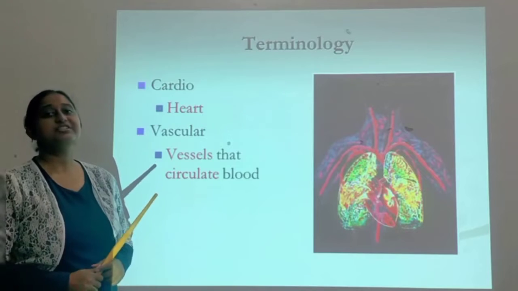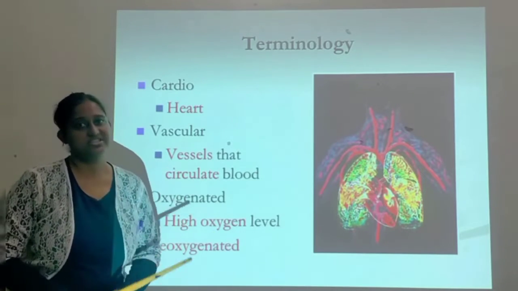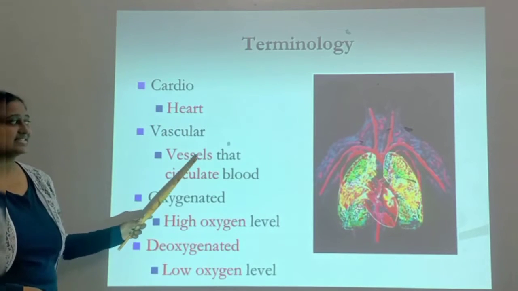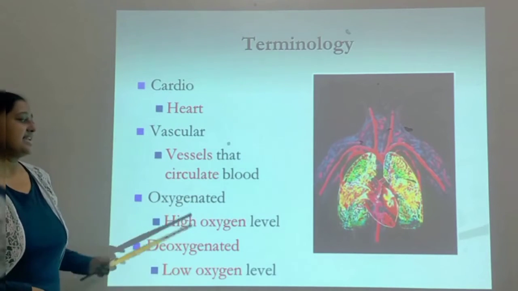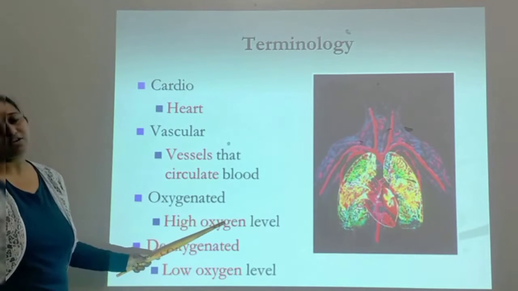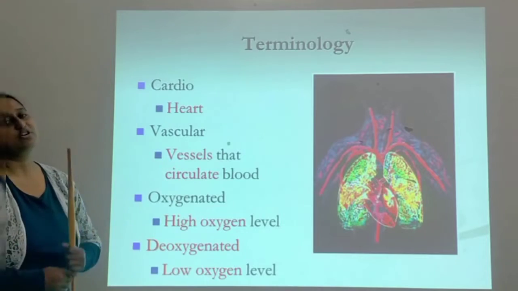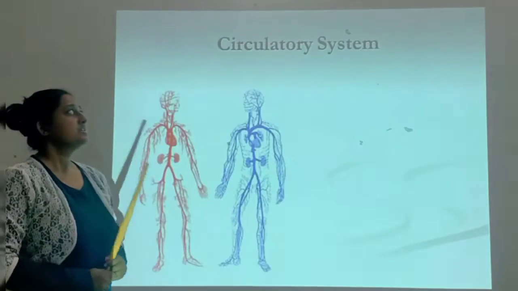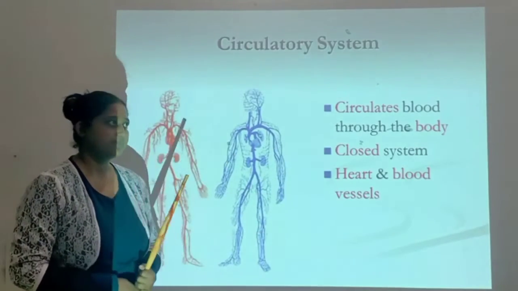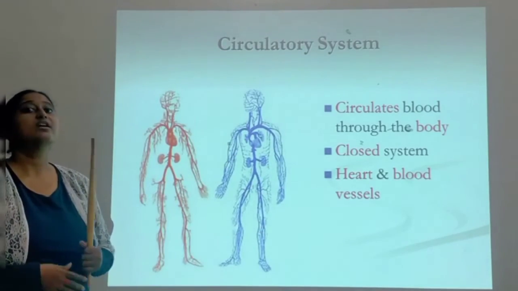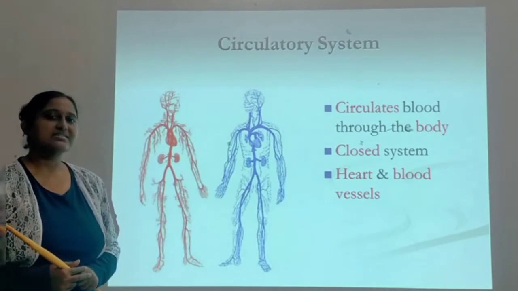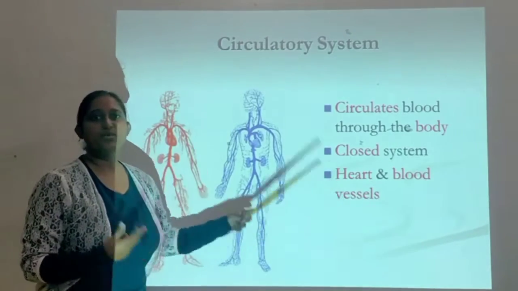Before starting, we'll just learn some terminologies. Cardio means heart, vascular means vessels that circulate the blood, and oxygenated and deoxygenated mean high level of oxygen and low level of oxygen respectively. So, in the circulatory system, the blood circulates throughout the body, passing through the heart for oxygenation. It is a type of closed system. It comprises the heart and blood vessels.